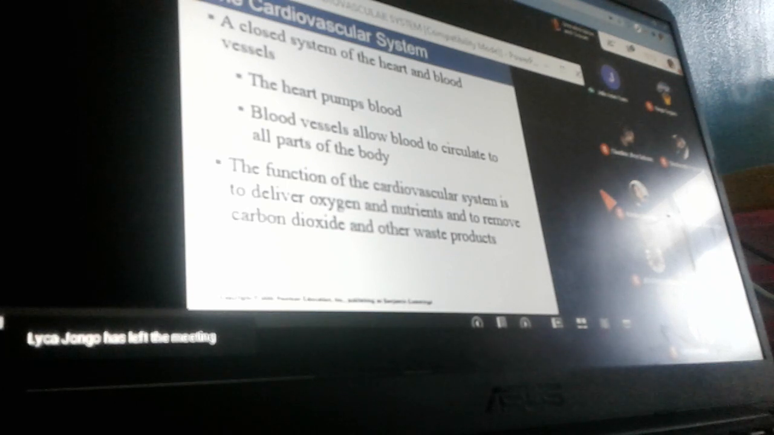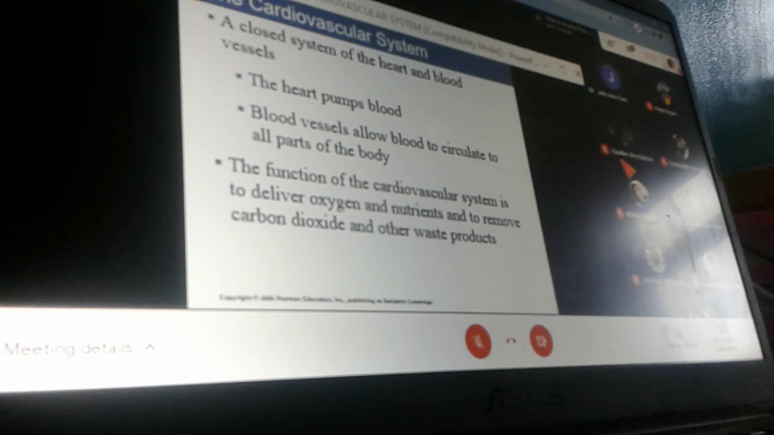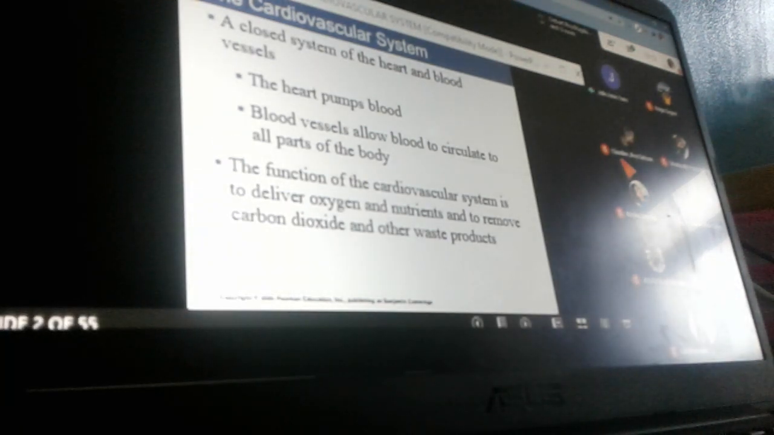Sige. So, the cardiovascular system is a closed system of the heart and blood vessel. When we say closed system, hindi siya connected outside. So, example lang, open system natin is the digestive system. Diba? Kabilang sa digestive system natin is yung mouth at yung anus natin. So, the mouth opens towards the external environment, diba? Pati yung anus natin. Whereas the cardiovascular system, it does not open towards the external environment. Kaya siya natawag na closed system.